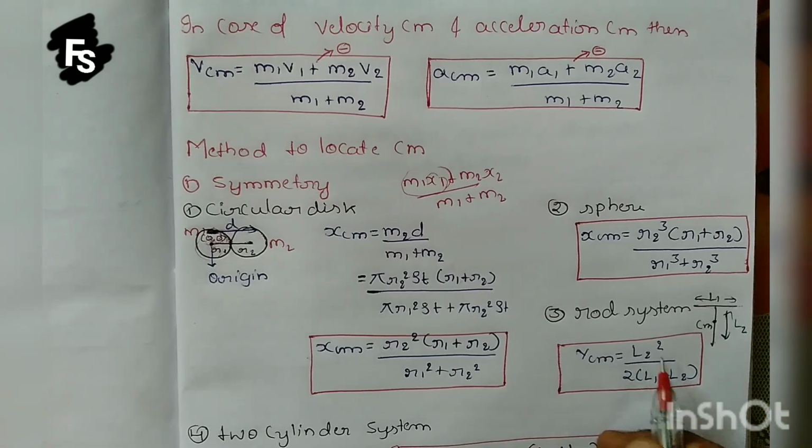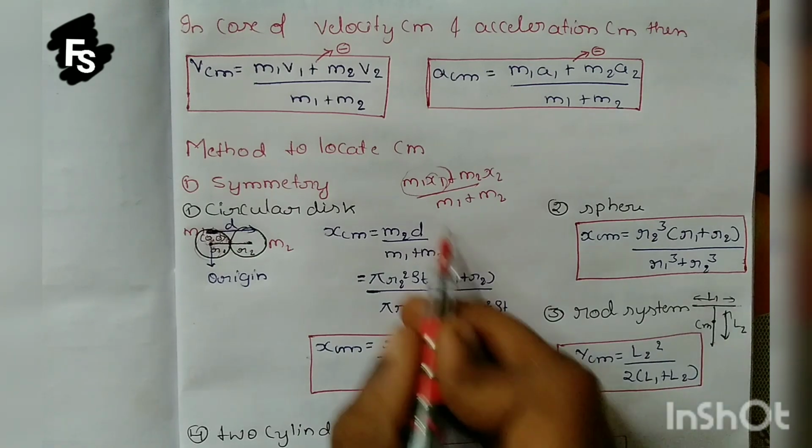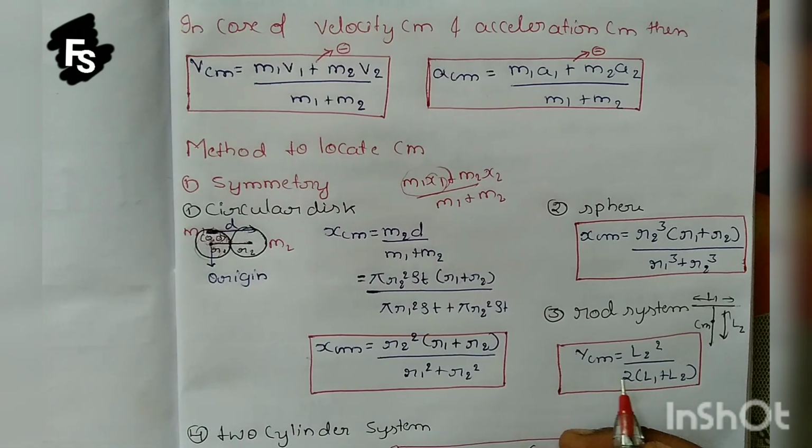See here. YCM is equal to L2 square by 2 into L1 plus L2. This is also calculated like this only. Remember, if you can't do it like this, just remember this formula, you will get the answer.